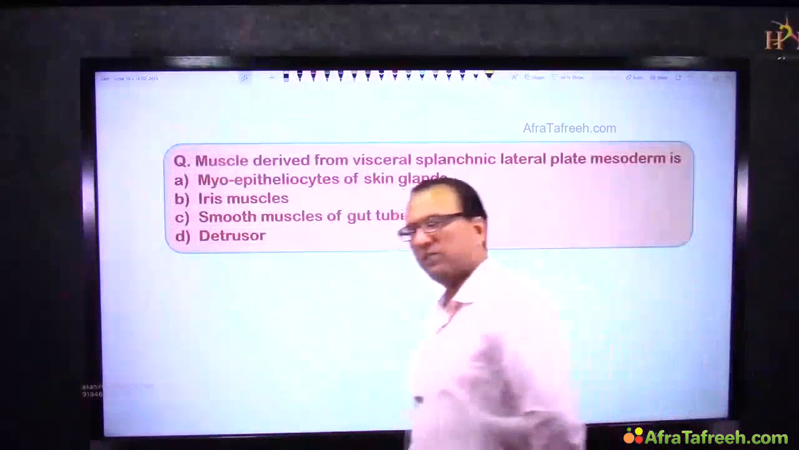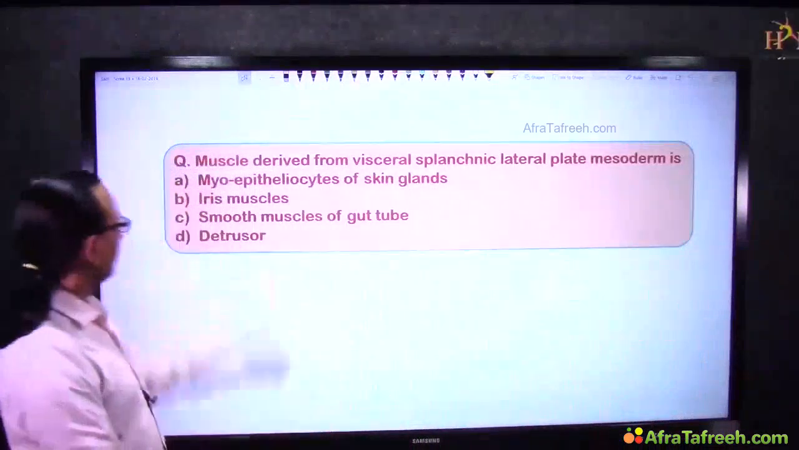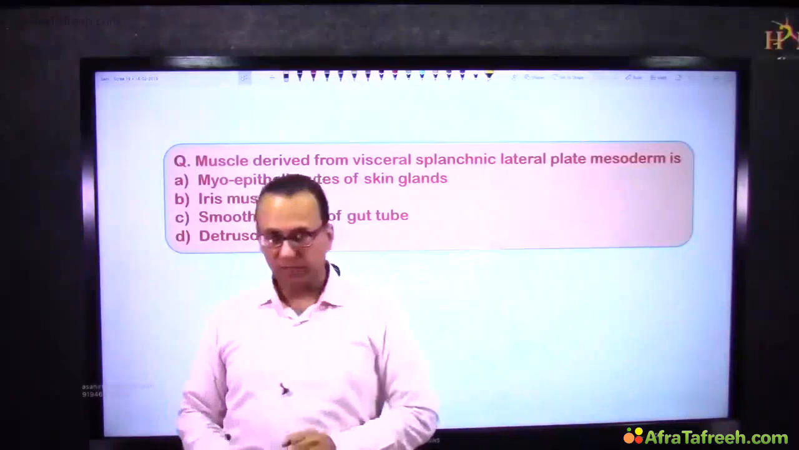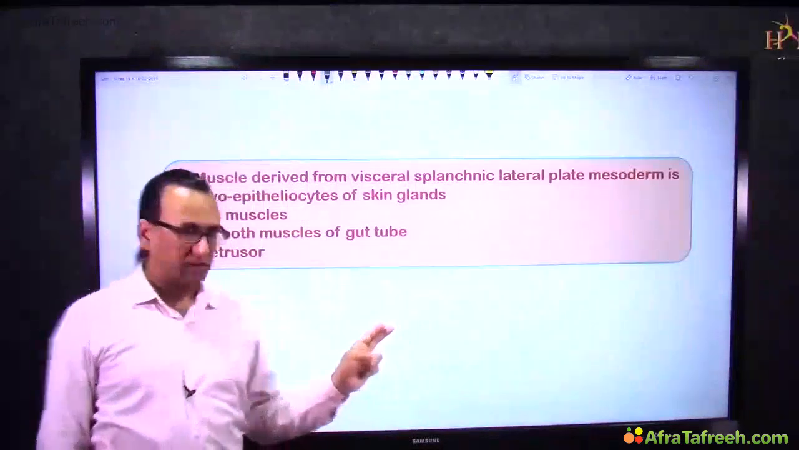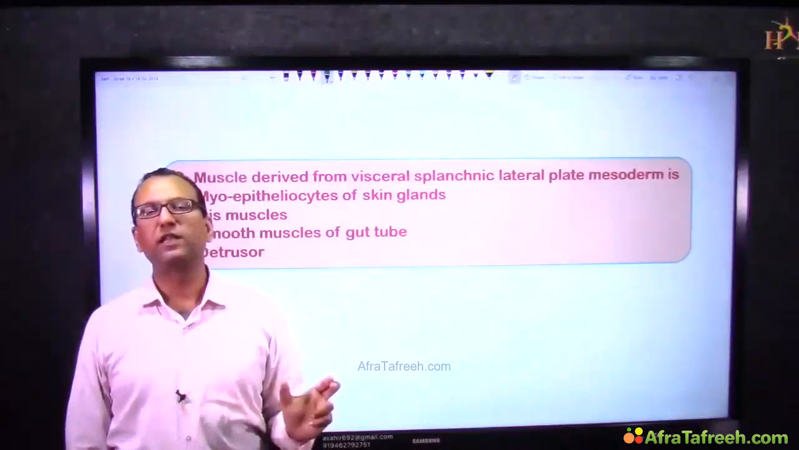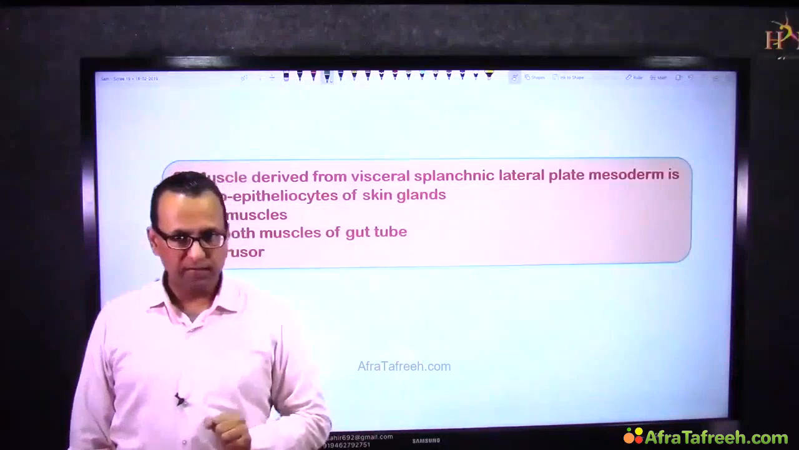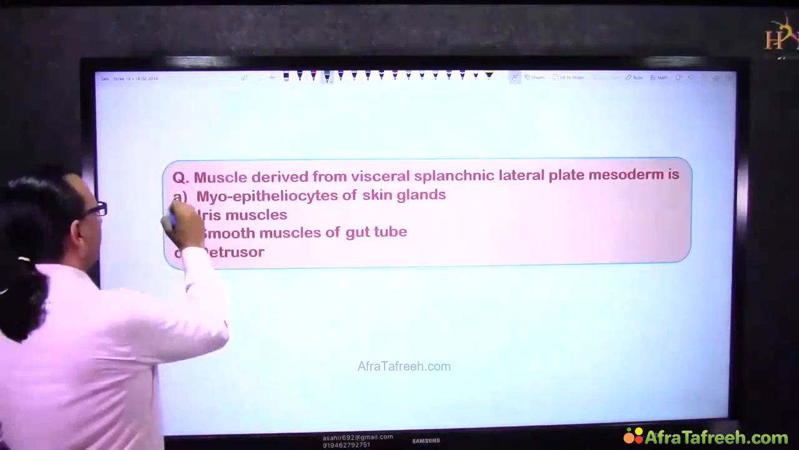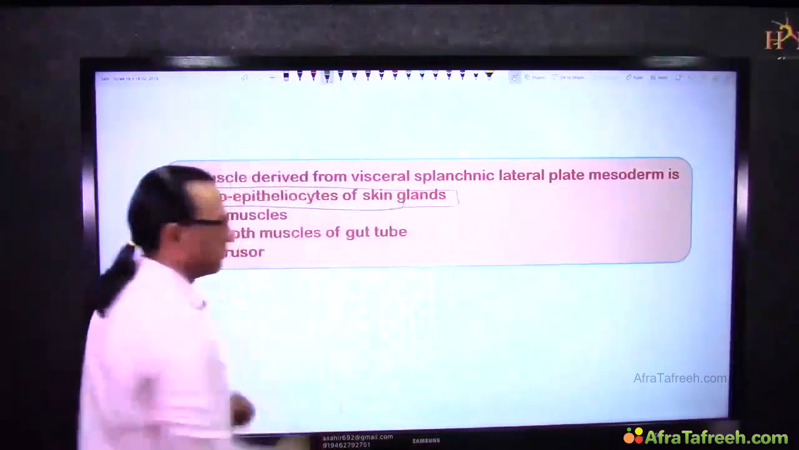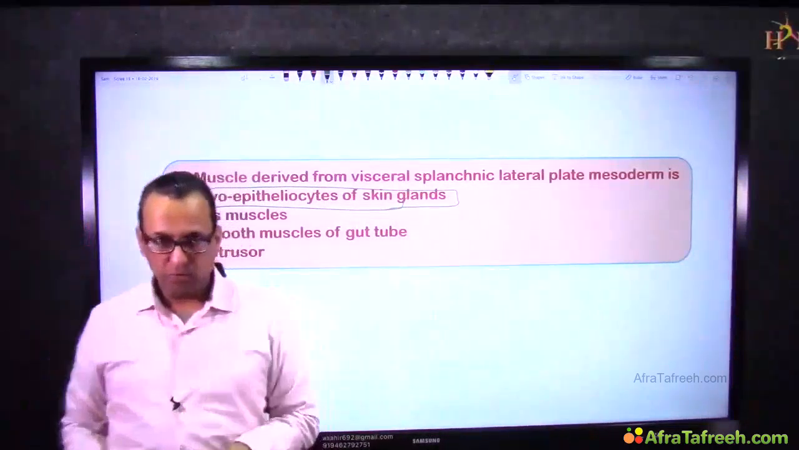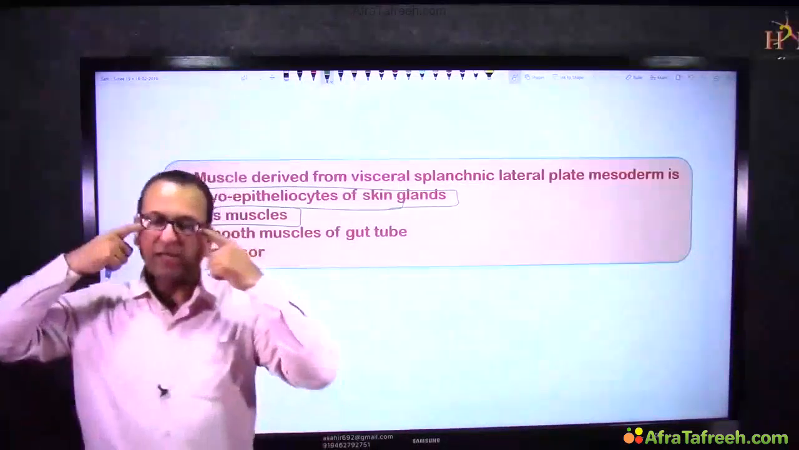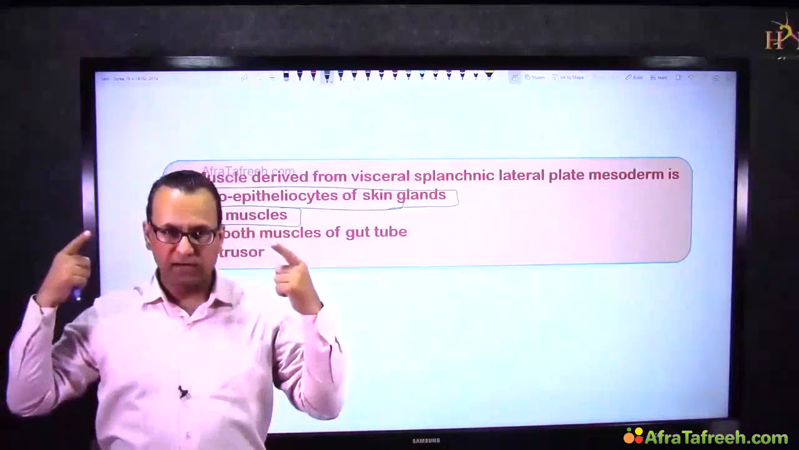You can also look at this question on mesoderm asking muscle derived from ventral visceral lateral plate mesoderm. So what do you think is your answer? If you remember, we have already discussed some smooth muscles which are exceptions and they do not develop here. Like which one? The myoepithelial cells. Why? Because they are actually coming from surface ectoderm. Then what about the iris muscle? Iris muscles are sphincter and dilator pupillae and they come from neural plate ectoderm.